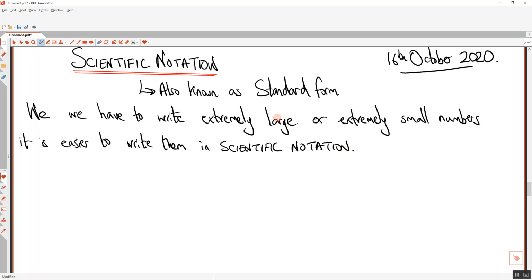Sorry, it should say when we. When we have to write extremely large or extremely small numbers, it is easier to write them in scientific notation.